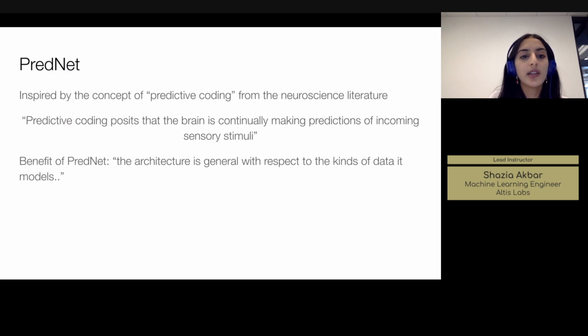What's really nice about PredNet is that the authors explicitly state that it is general, in that it can be applied to any kind of data. It could be applied to text data or any other type of data where you have a time series component to play with.